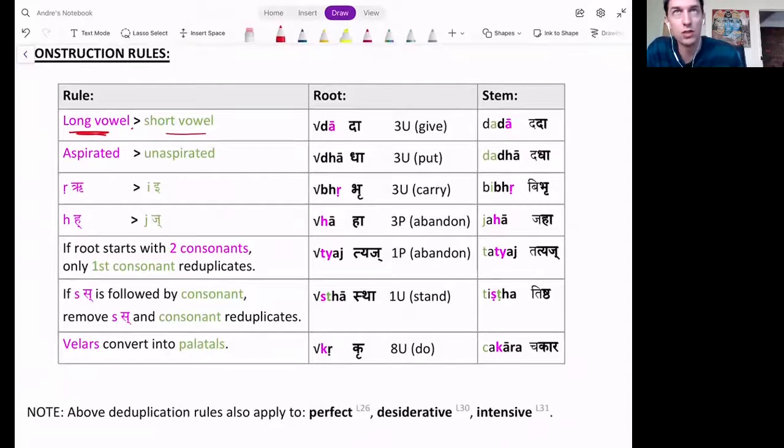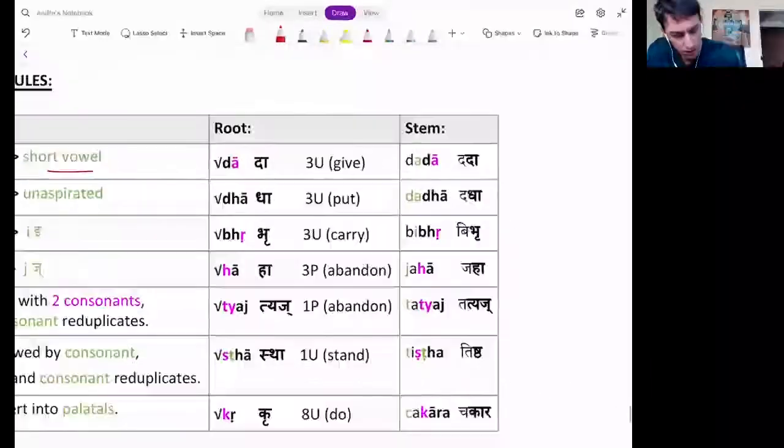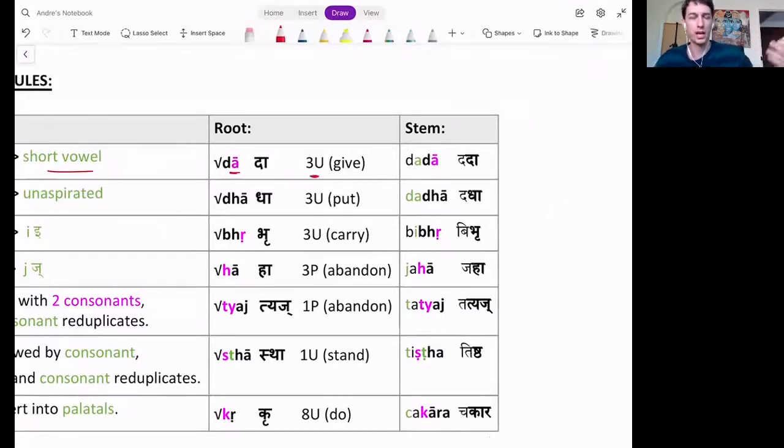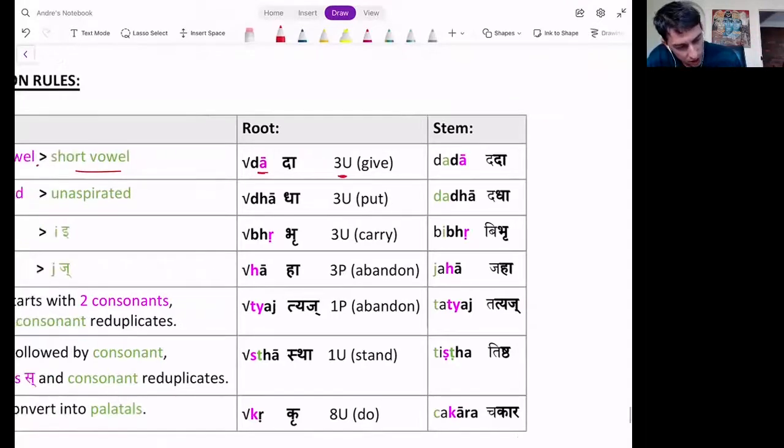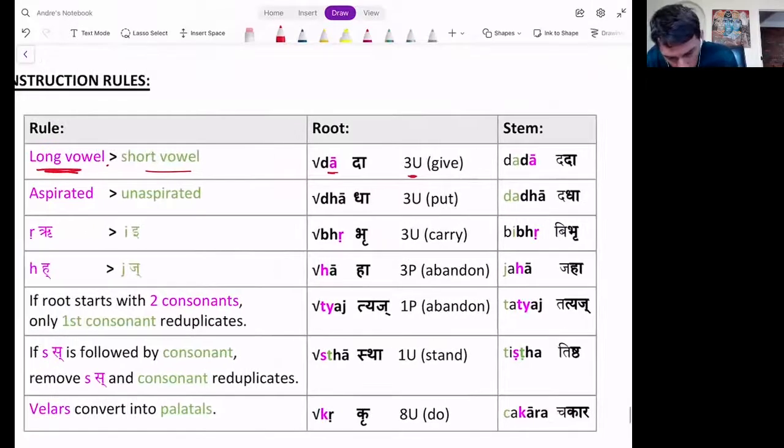So suppose the root is dā. There it is, dā. That's literally a root, and it means to give. So how would you write it? It's class 3, so immediately it's going to have a reduplication. And then da, you see how the long has changed into a short? A long has changed into a short. Da, da. Make sense? So dadāti is he gives.